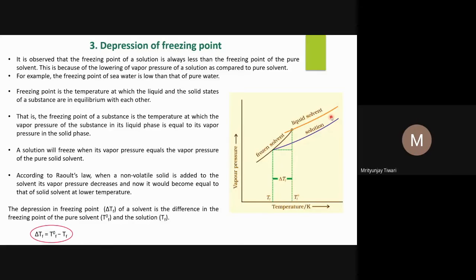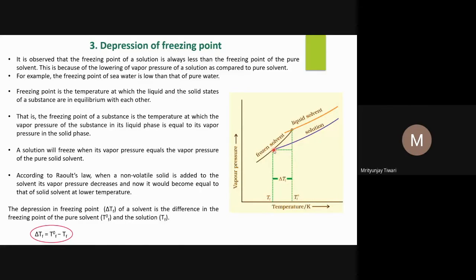Now, if it is a solution, what we know for solutions is that the solution's vapor pressure is lower than the vapor pressure of the pure liquid. So the graph of the solution will go down from this graph. So suppose this is the graph of the vapor pressure of the solution. So now when you reach here on this graph, what will happen?